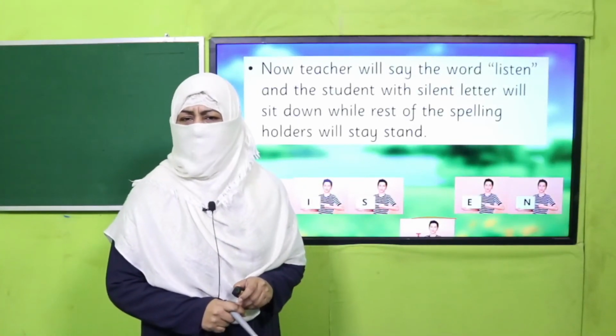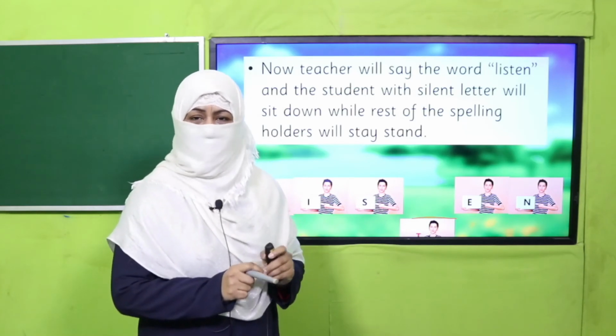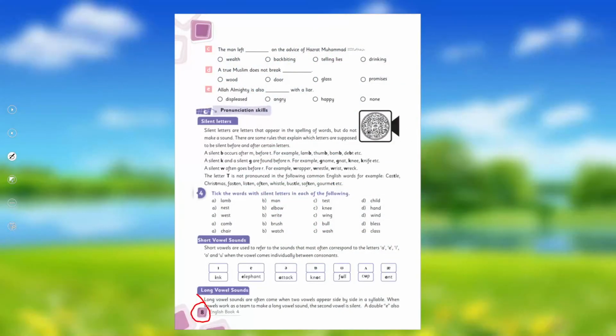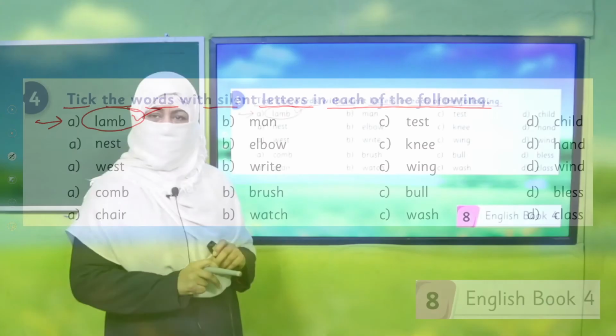Yes, my dear students, are you done with it? I hope you enjoyed it and now you are clear with the concept of silent letters. So let's move further. All of you open your book on page number 8. We are done with all these silent letters. What you are supposed to do, here is a practice. Take the words with silent letters in each of the following. So you have been given a group of words. You have to find which word is having a silent letter. For example, in group 1, Islam, man, test, child. So which word is having a silent letter? Of course, that's lamb with silent P. So you will tick it or you will circle it. So pause the video and do this activity.